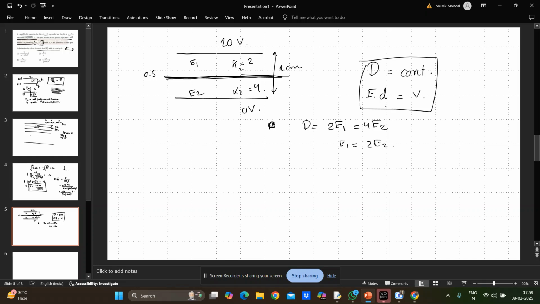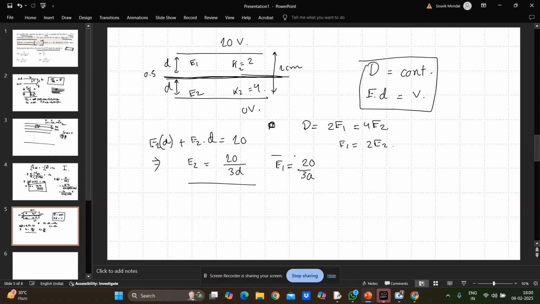Simple. Now integral of E dot dl is equal to V. That means, suppose this separation is d, I will put d as 0.5 at the end. So E1 into d plus E2 into d is equal to 10. Now E1 is equal to 2E2, so 3 E2 into d is equal to 10. So E2 is equal to 10 by 3d, and that means E1 is equal to 20 by 3d. So you get E1 and E2.